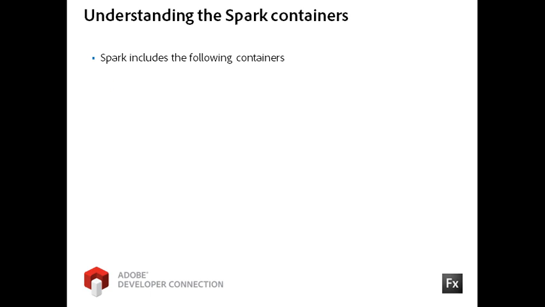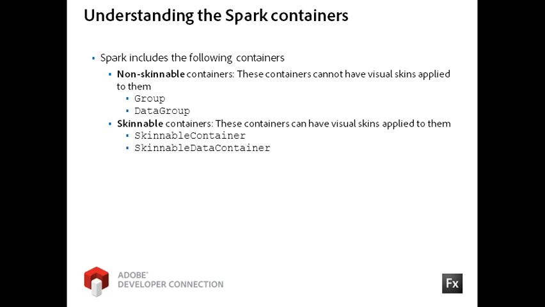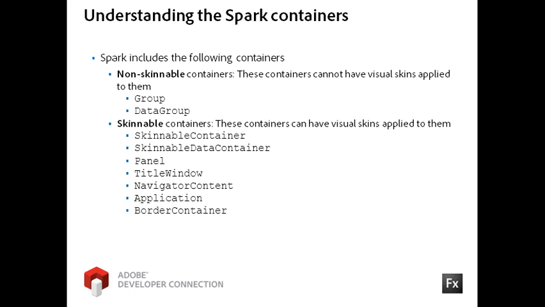There are 9 available Spark containers that are separated into 2 categories. The group and data group containers are containers without any visual skins applied to them. If you know that you simply need a container to hold content, but does not need to have a visual skin itself, then you can choose either the group or data group containers and save the overhead of initializing any visual elements. The 7 containers that can have visual skins are the skinnable container, skinnable data container, panel, title window, navigator content, application, and border container. Of these, only the panel and title window containers have a default visual skin.